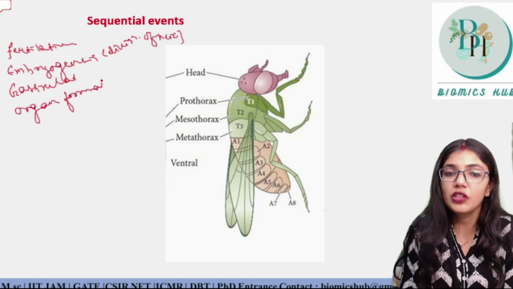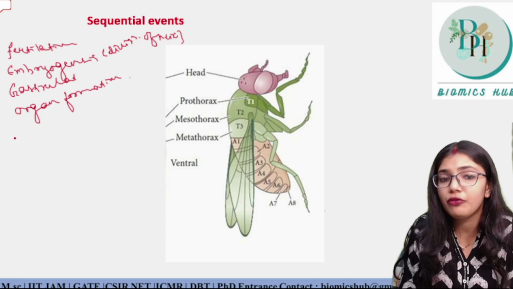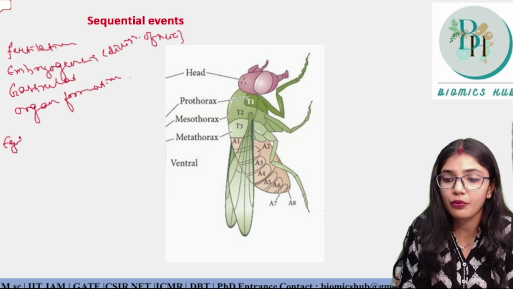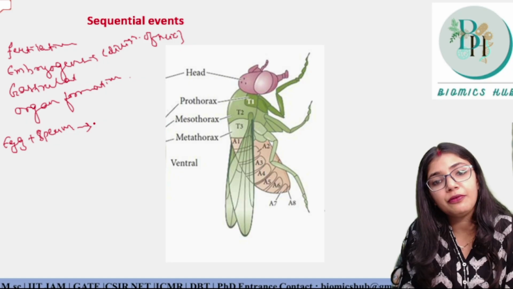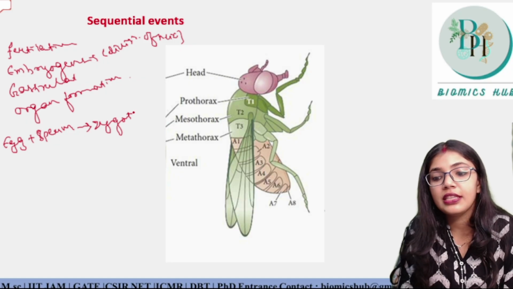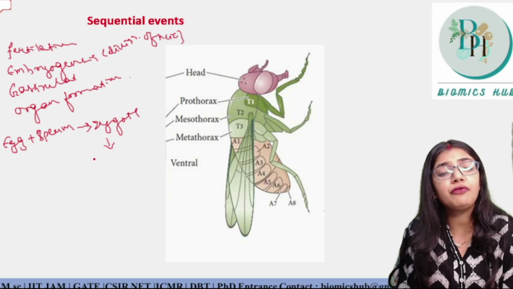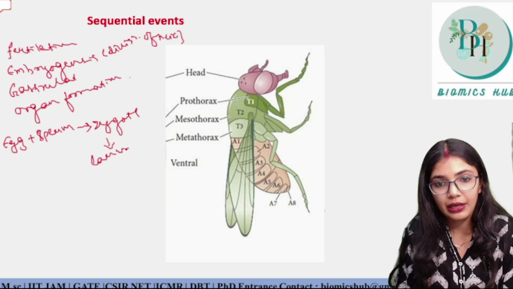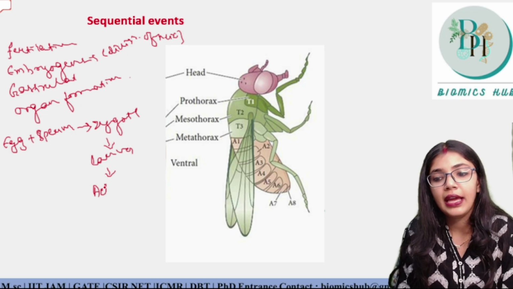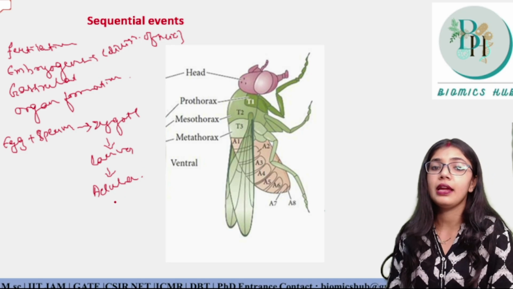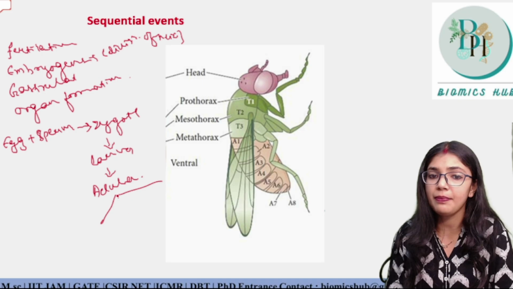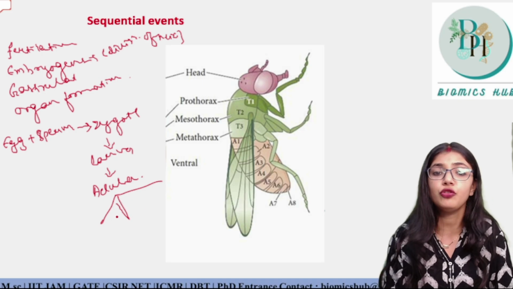For fertilization, what is required? It requires an egg plus sperm. Egg and sperm form the zygote. After some divisions, this zygote forms the larva. From this larva forms the adult Drosophila. The adult Drosophila is divided into three segments.